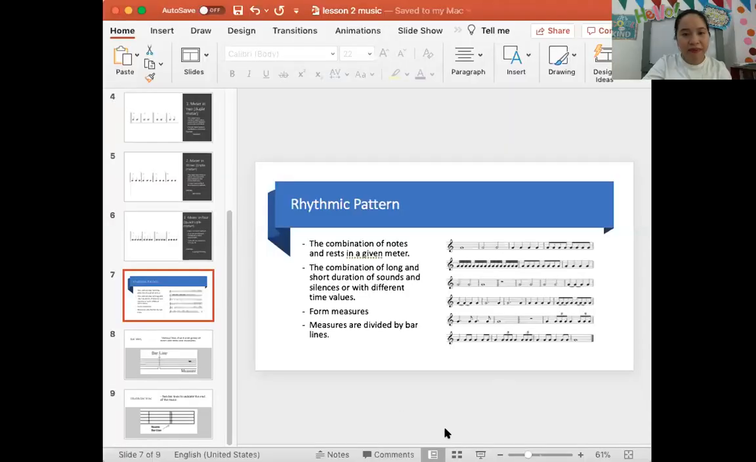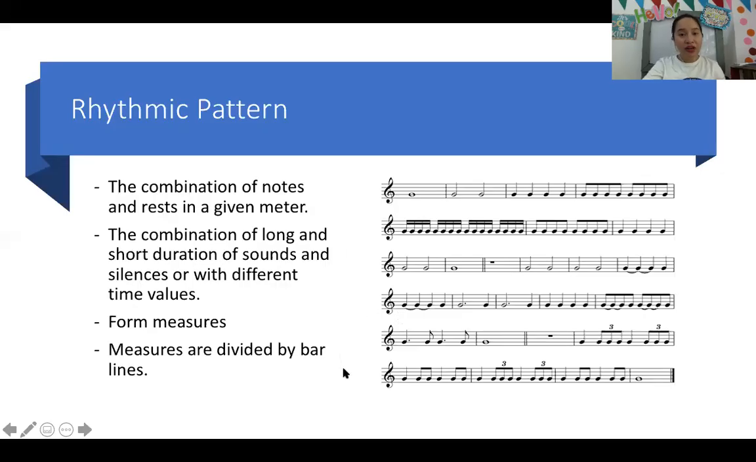Okay. So, where are we? We are in rhythmic pattern. So, sa rhythmic pattern, again, is a combination of notes and rest in a given meter. Okay? So, nagsago si note o si rest. So, kung magsago lang sounded o not sounded, so nice ka siya paminawon. It's not all the time na sounded siya. Na ay rest. Okay? Na ay mga pause. So, the combination of long and short duration of sounds and silences or with different time values. So, pwede siyang lain-lain.